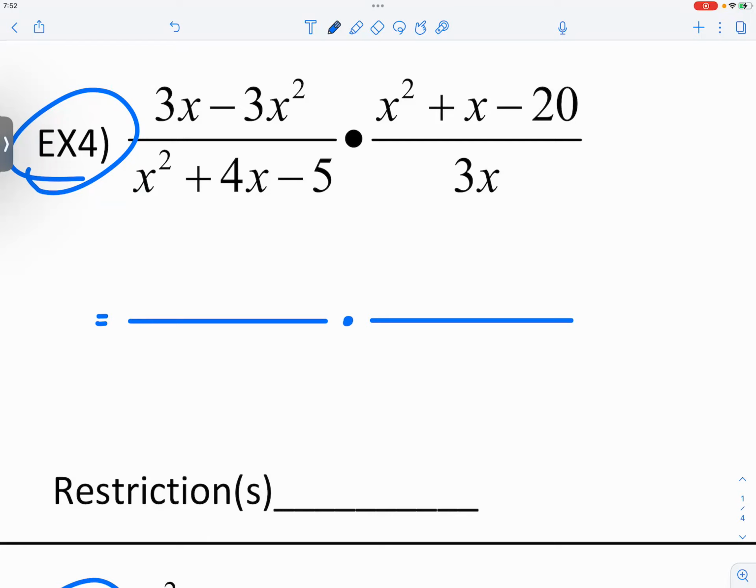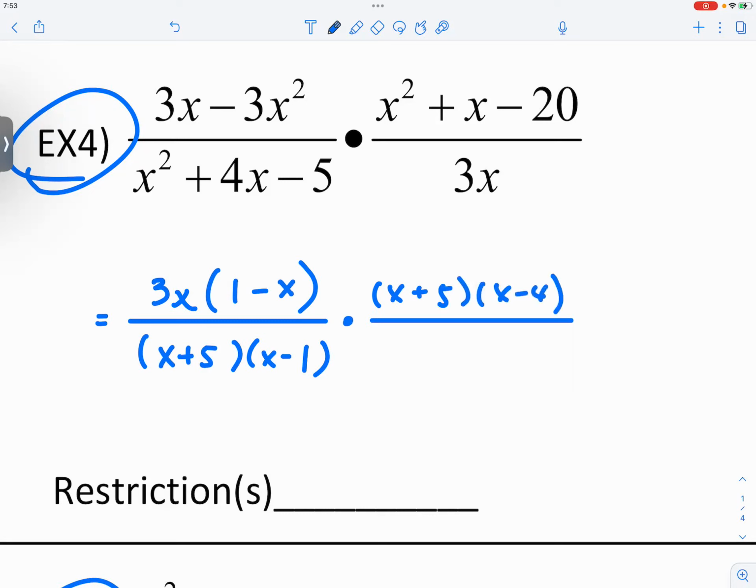The numerator of the first fraction, you can factor out 3x, and you have 1 minus x left in the parentheses. In the bottom, we have x plus 5, x minus 1, x plus 5, x minus 4, and then you have 3x.